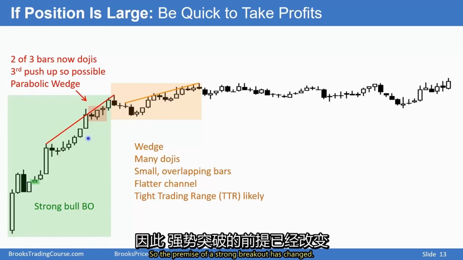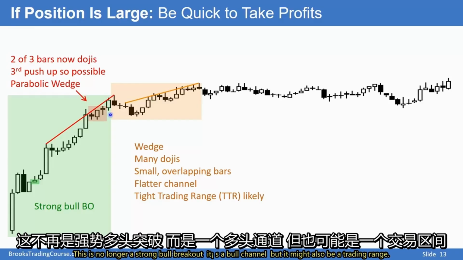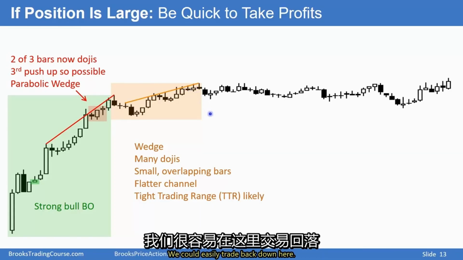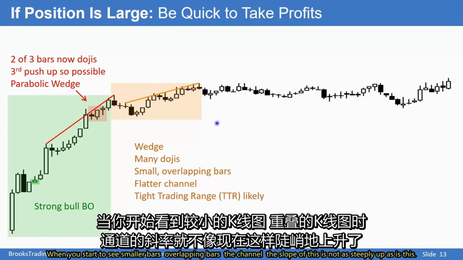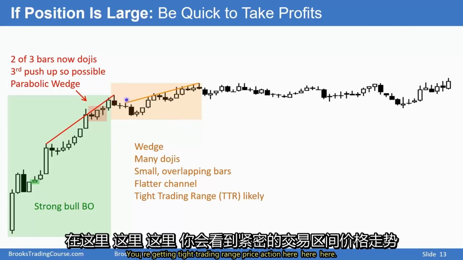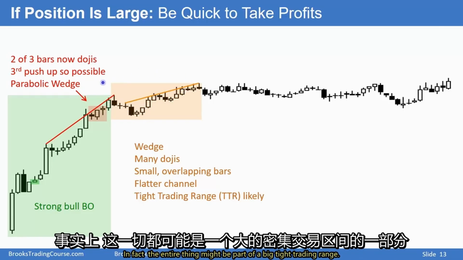So the premise of a strong breakout has changed. This is no longer a strong bull breakout. It's a bull channel, but it might also be a trading range. We could easily trade back down here. When you start to see smaller bars, overlapping bars, the slope of this channel is not as steeply up as this. You're getting tight trading range price action here, here, here. In fact, the entire thing might be part of a big tight trading range.